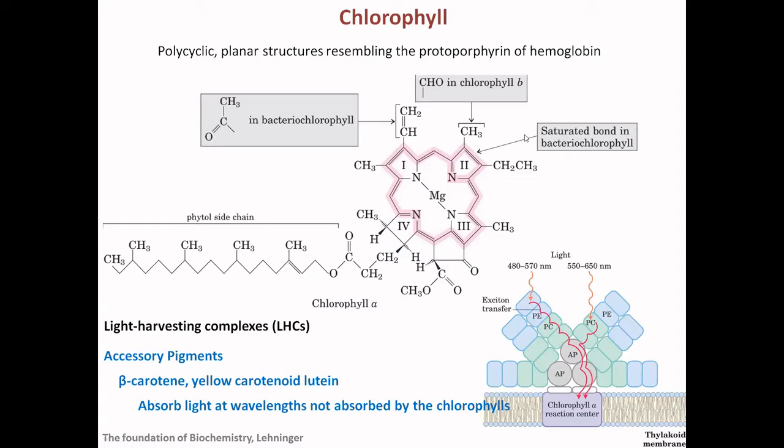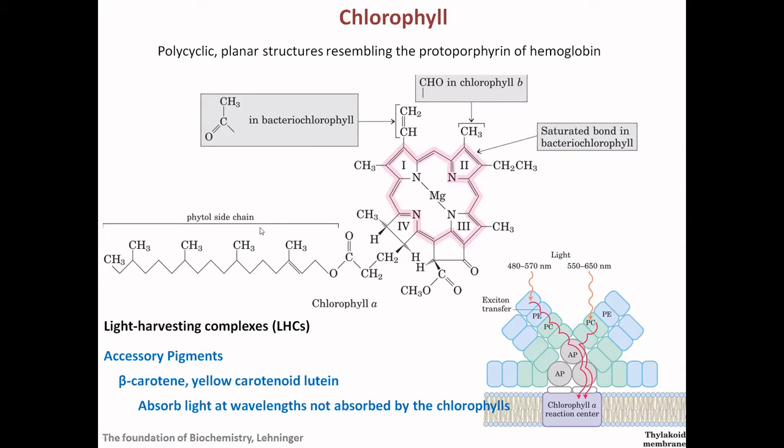This is the chlorophyll molecule. It is a polycyclic planar structure resembling the protoporphyrin of the hemoglobin. There is only one difference: in the hemoglobin the iron molecule is present as Fe2 plus, and here it is magnesium. This is the chlorophyll A formula, and in chlorophyll B, instead of CH3 there is an aldehyde group. And this bond is saturated in the case of the bacteriochlorophyll. It is a saturated bond, and in the case of the bacteriochlorophyll, along with this saturated bond, this CH2 group is actually a ketonic group.